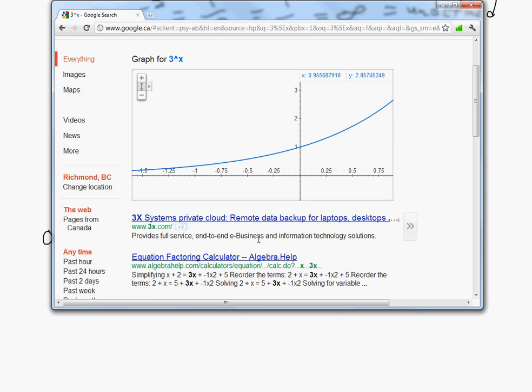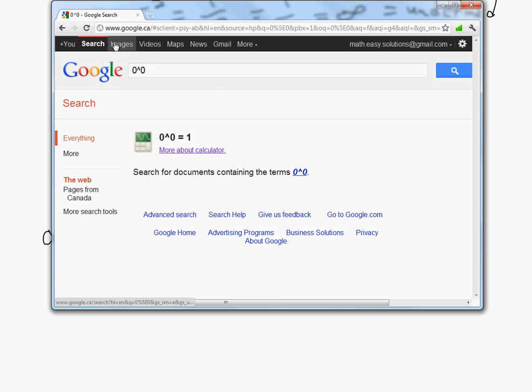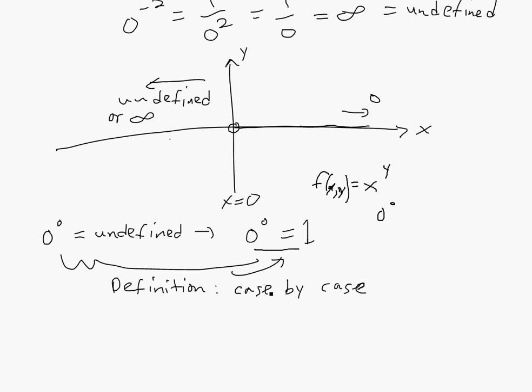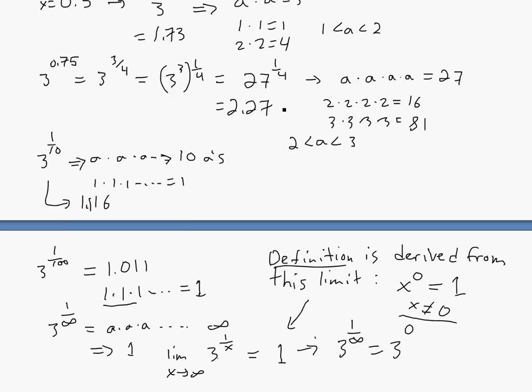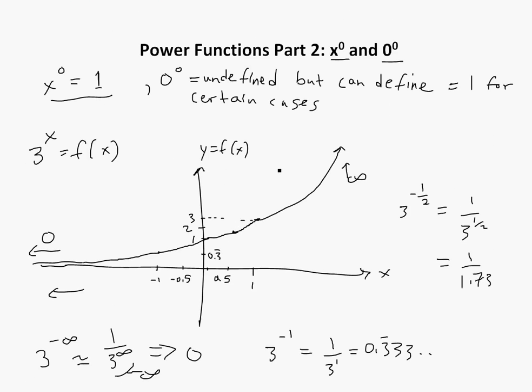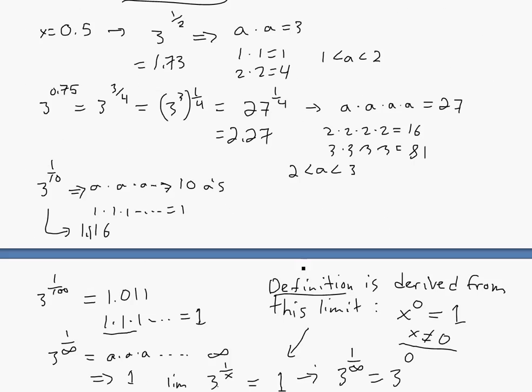If you were to go to Google, my graphing calculator actually says 0 over 0 equals undefined. But if you go 0 to the 0, this equals 1. So this is just on its definition. So it's case by case definition. Hopefully you learned about 0 to the 0 and basically x to the 0 is equal to 1. Just the limit is approaching there. So it's basically derived by the limit.